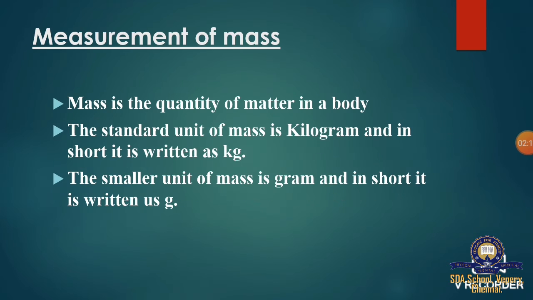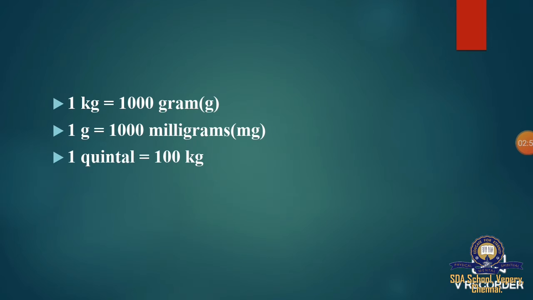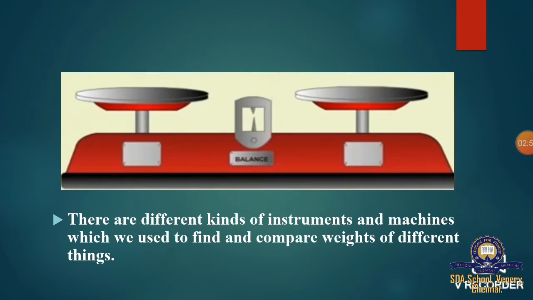Now we move on to the measurement of mass. Mass is the quantity of matter in a body. Quite often people refer to mass by the word weight. The standard unit of mass is the kilogram, written in short as kg. The smaller unit of mass is the gram, written as g. Here the units are: 1 kilogram is equal to 1000 gram, 1 gram is equal to 1000 milligram, 1 quintal is equal to 100 kilogram, and 1 metric ton is equal to 1000 kilogram.